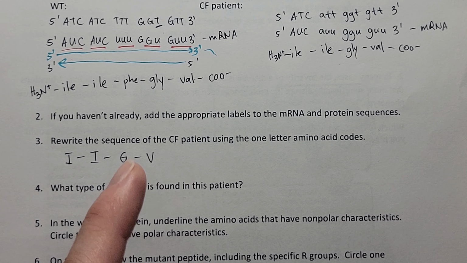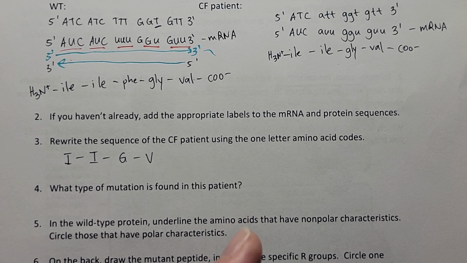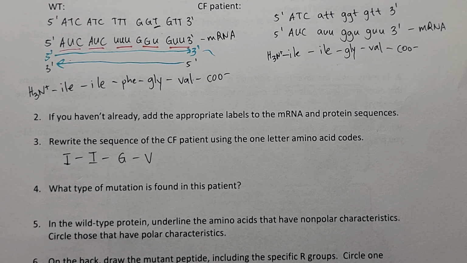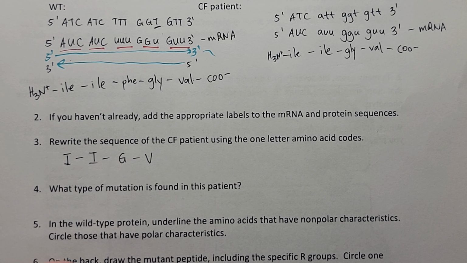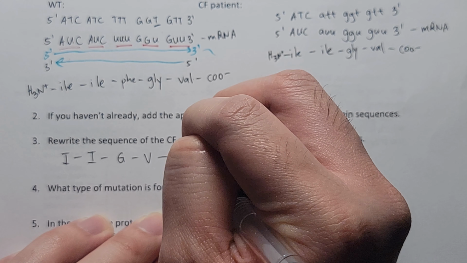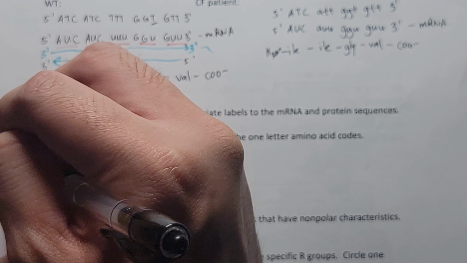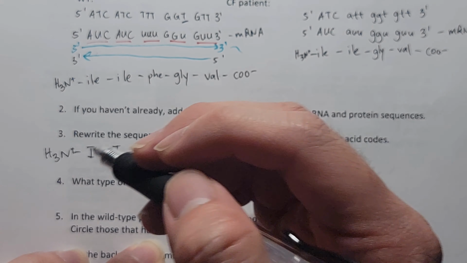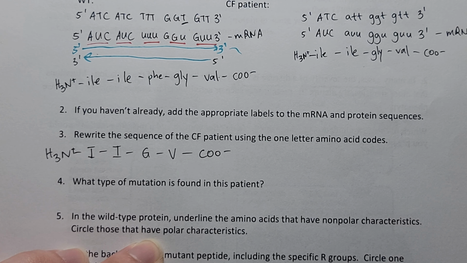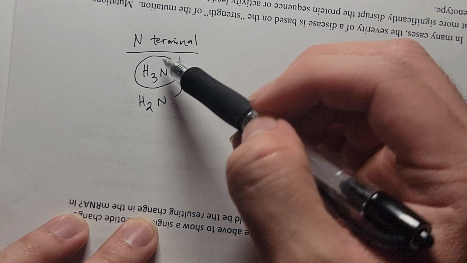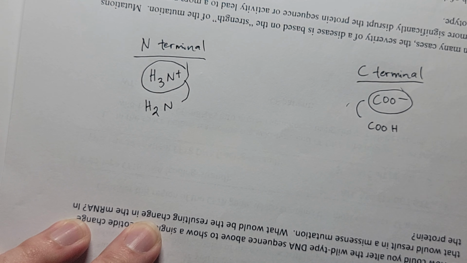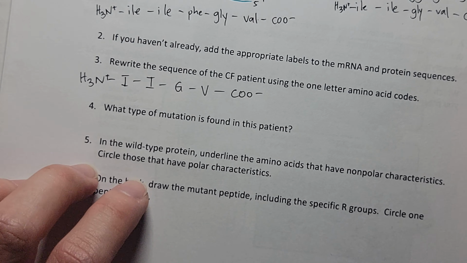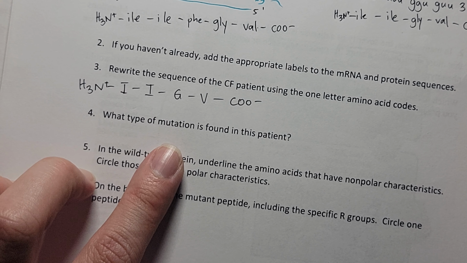Alright, we're not done here yet. We need the N-terminals and C-terminals again. Always, when we're dealing with protein sequences, always put the N-terminal and the C-terminal. So we write our N-terminals and C-terminals over here. This is called C-terminal because there's a C on it, and then N-terminal because there's an N on it. If you see it this way, the N stands for nitrogen, the C stands for carbon. So yeah.